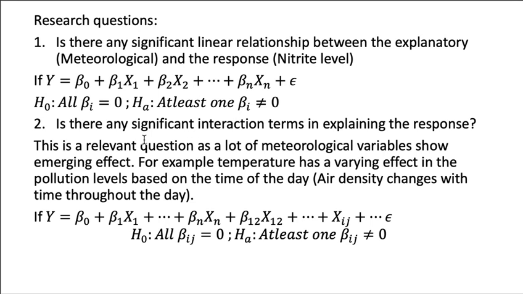Then secondly, we would like to see if there are any significant interaction terms explaining the response. This is actually a relevant question, as many of the meteorological variables show something called the emerging effect. They won't have that much impact individually, but together they might have an interaction effect. For example, temperature with its interaction with time throughout the day can show significant effects. In that case, our model would be the response equal to the general first order terms and then the interaction terms, and we want to see whether the coefficients of the interaction terms are all zero, or at least one of them is non-zero.